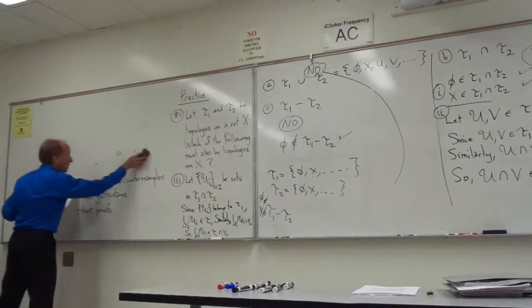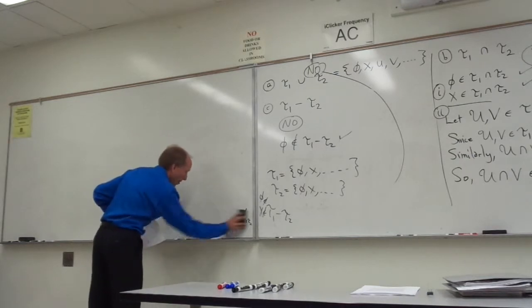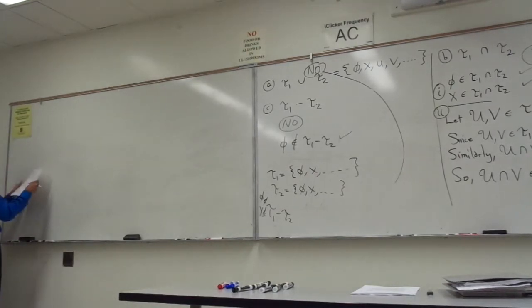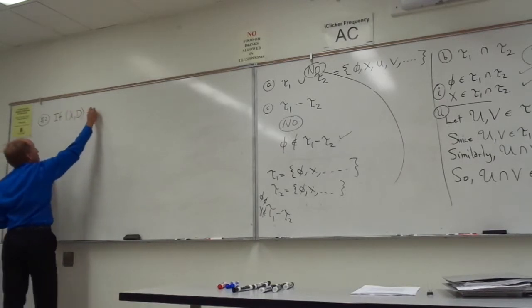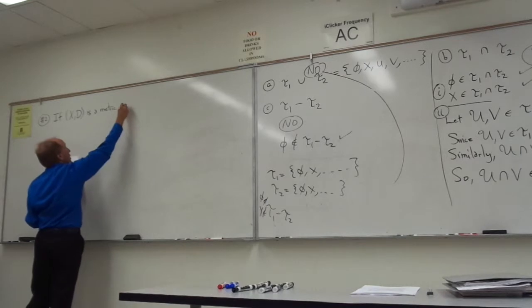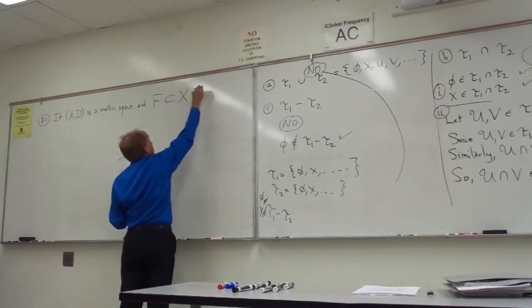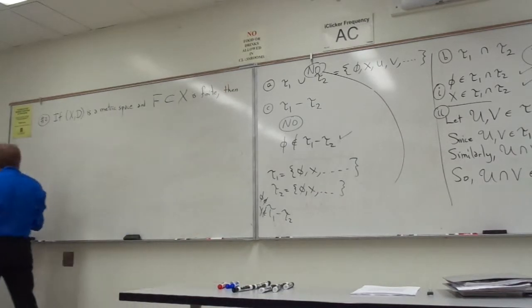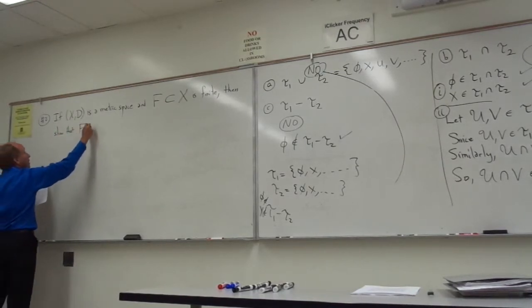Let me give you another one. Number 2 here. I just want to give you the flavor of what kind of questions I could maybe ask. So here's number 2. If (X, d) is a metric space and F contained in capital X is finite, capital F is a finite subset, then show that capital F is closed.